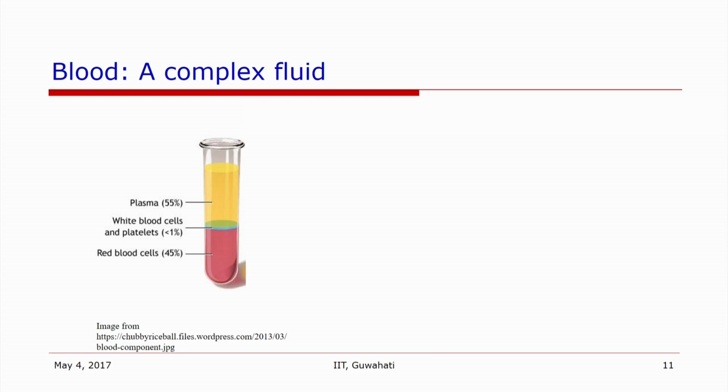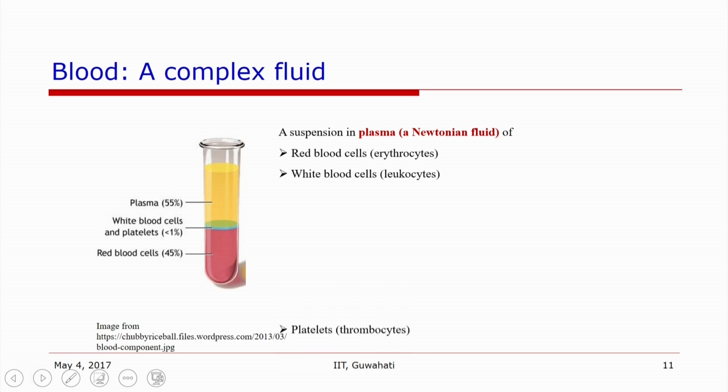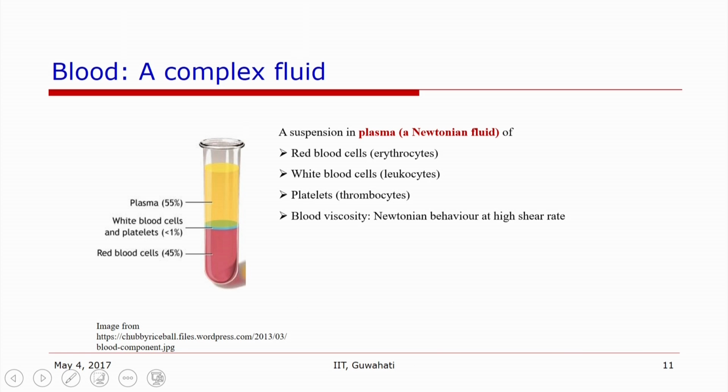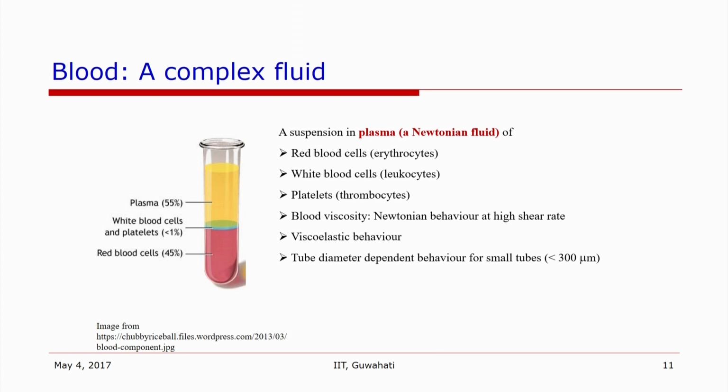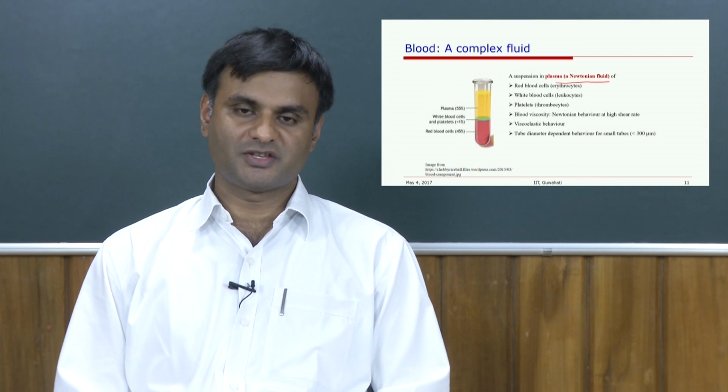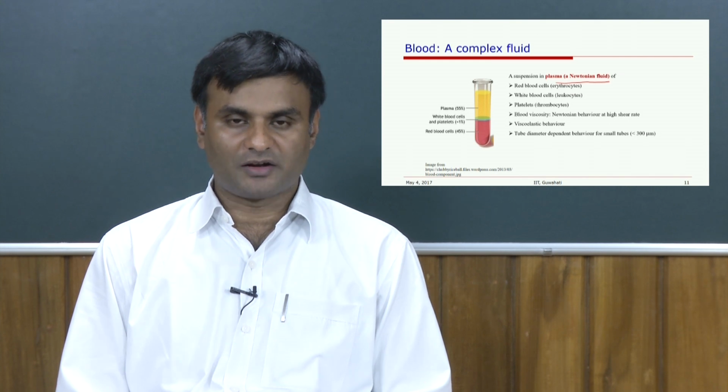The next component of the cardiovascular system: we have looked at the pump, and the next component is the fluid. If we take blood and let it settle and separate out its different components, it turns out that blood is a suspension of different particles in a water-like fluid. This water-like fluid is known as plasma, and plasma is a Newtonian fluid which has properties very much similar to those of water.